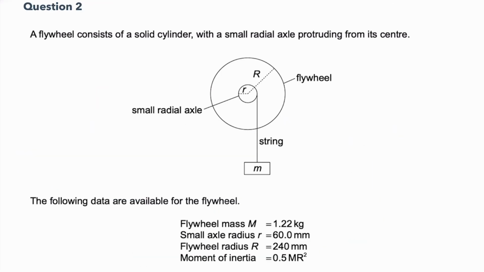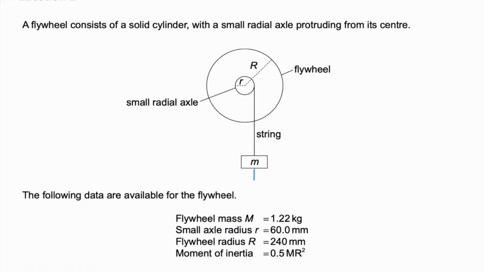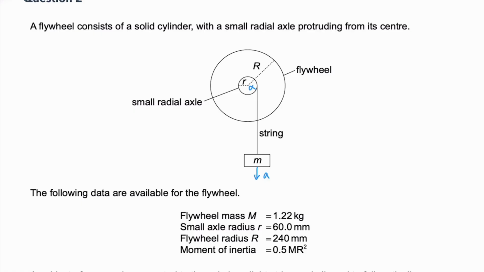Question 2. A flywheel consists of a solid cylinder with a small radial axle protruding from its centre. Just having a very quick look at this diagram, we'll see that this M will have linear acceleration and there will be angular acceleration of this flywheel. The following data is available for the flywheel.